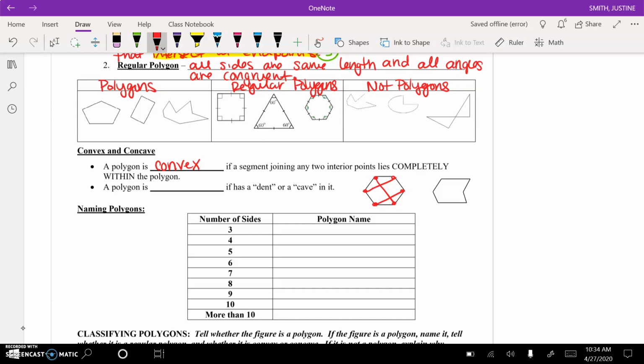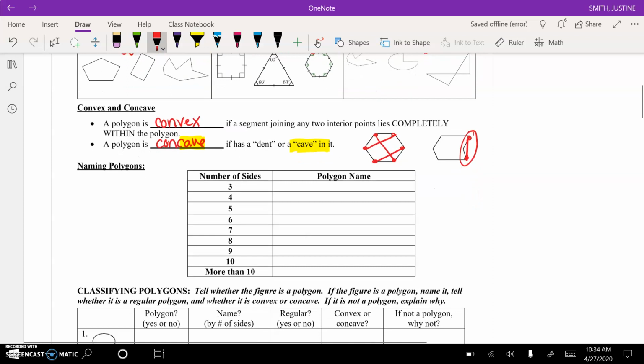Whereas a concave polygon is basically the opposite. If I draw a point here and a point here and connect these two points, you see how this is outside of my figure? That makes it concave. It's kind of what it sounds like: it caves in, or there's a dent in it. You could draw two points within the figure and, at some point, the segment is outside of the figure. Convex is if you draw points anywhere and they're always inside the figure. Concave, cave in.